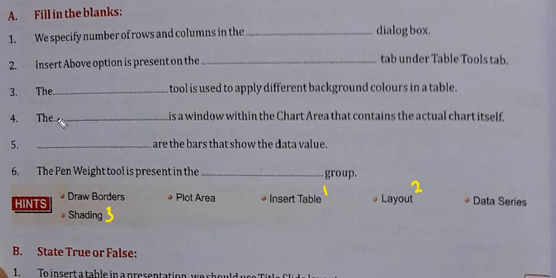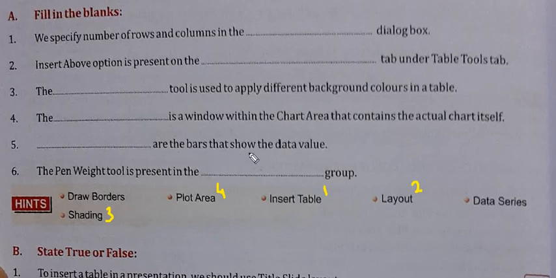Now next, the dash is a window within a chart area that contains the actual chart itself. I told you several times that it is a plot area. The overall chart is considered as a chart area. All the components of a chart are inside the chart area, and that particular area in which the chart is drawn is the plot area.